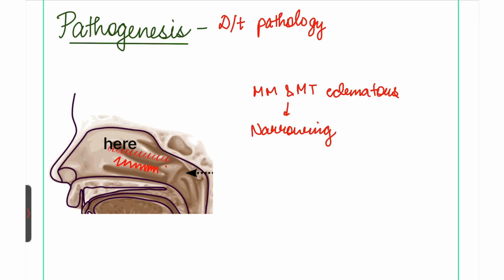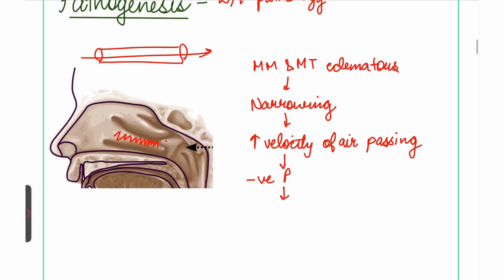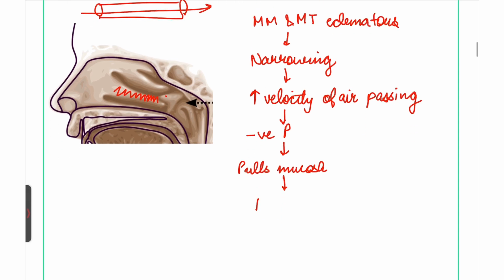And what happens if you narrow a hose or a pipe while watering the plants? The velocity increases. So there is increased velocity of the air passing. This principle is known as Bernoulli's principle. Due to increased velocity of the air passing, negative pressure is created. And wherever there is negative pressure, it pulls structures towards it. So it pulls the mucosa of the sinuses. And when mucosa is pulled, a polyp is created.